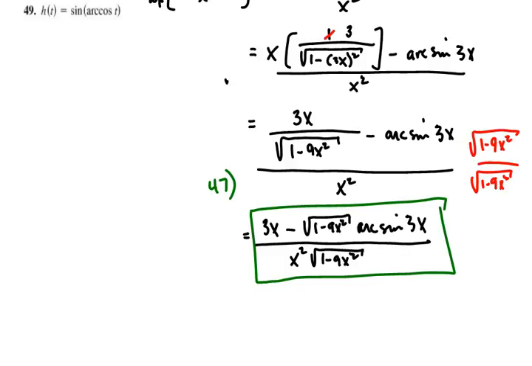Okay, at the end of the last video I said that we had solved problem number 49. Actually, we solved problem 47, and we'll go on to look at problem 49 now. So what we want to do is find the derivative of the sine of the arc cosine of t. Okay then, for number 49, let's see how we would do something like that.